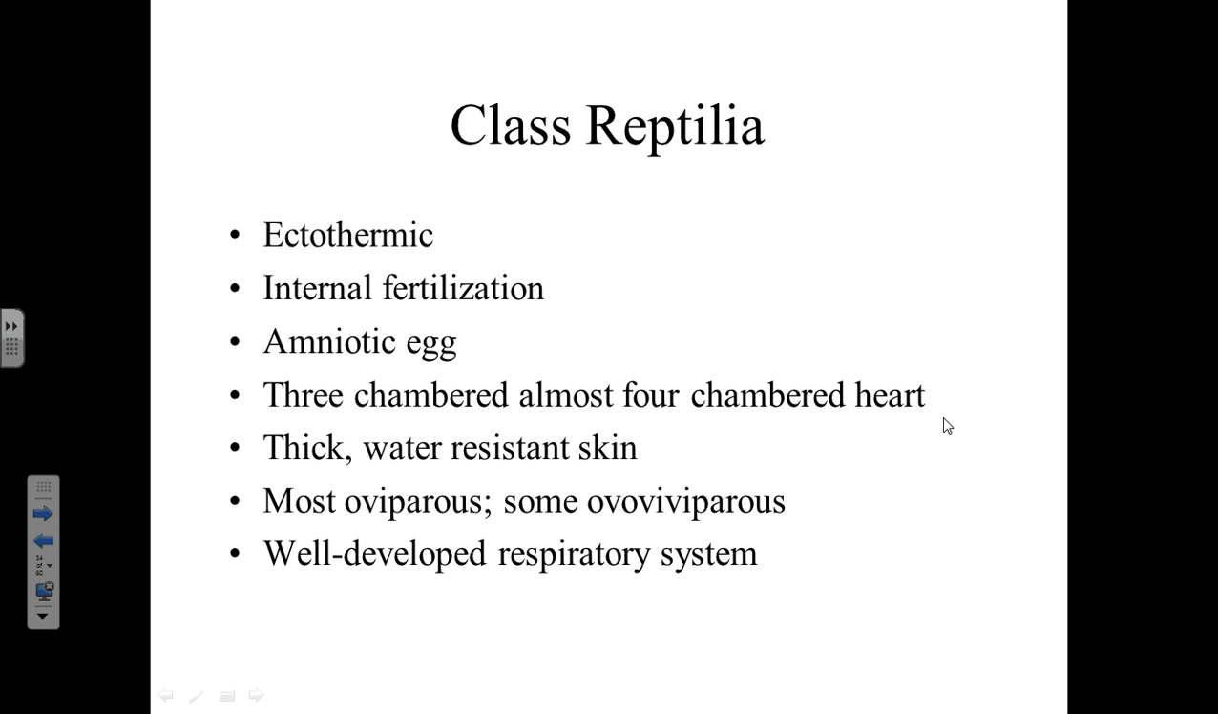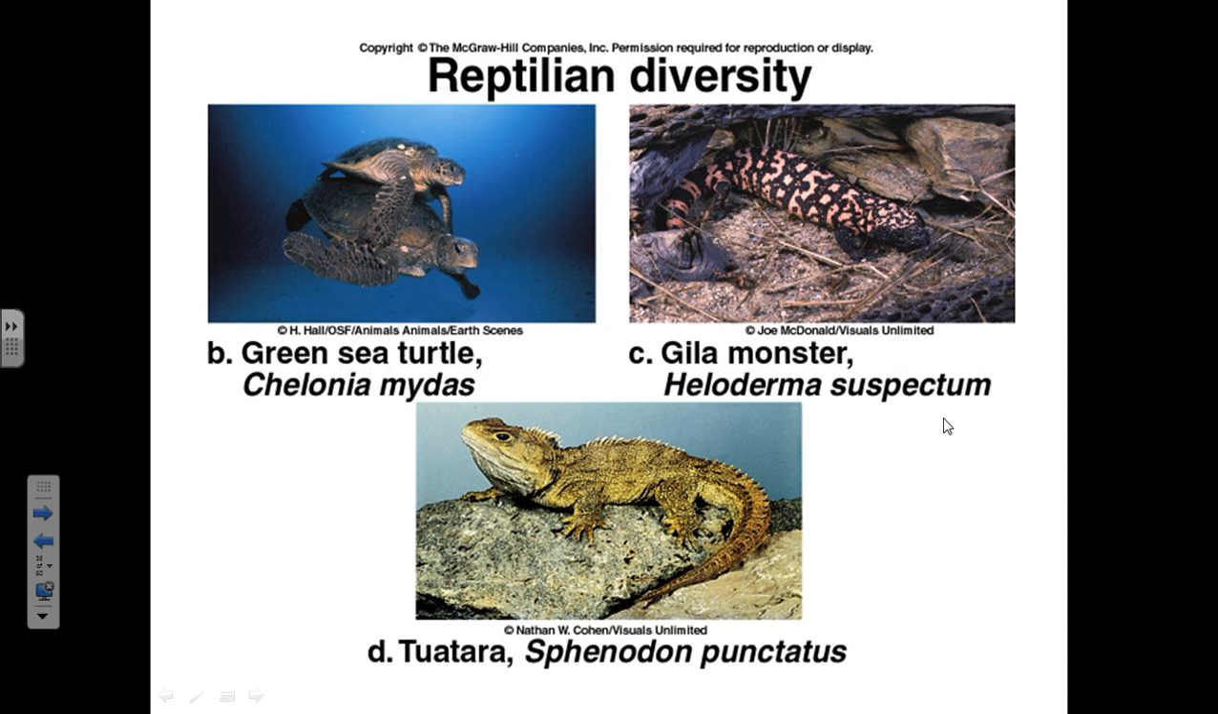Most of them lay eggs. Most of them are oviparous. There are a few snakes. There's one around here that I know of, the garter snake, that's ovoviviparous. It keeps the eggs in the body, hatches them, and out come the babies, along with the pieces of the eggs. So those are reptiles. Remember, reptiles are everything from turtles to lizards to snakes to alligators, crocodiles, and so on.